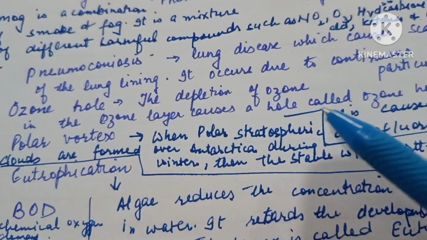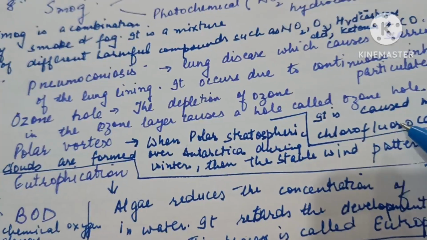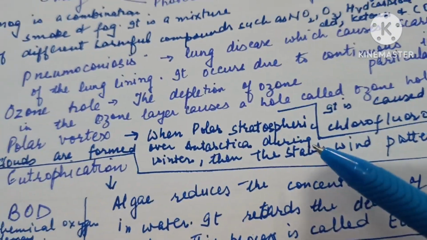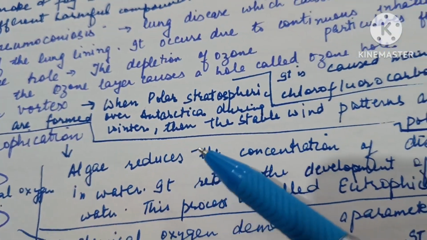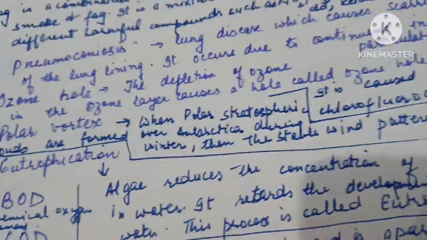Ozone hole: the depletion of ozone in the ozone layer causes a hole called the ozone hole. Polar vortex: when polar stratospheric clouds are formed over Antarctica during winter, then the stable wind patterns are called polar vortex.